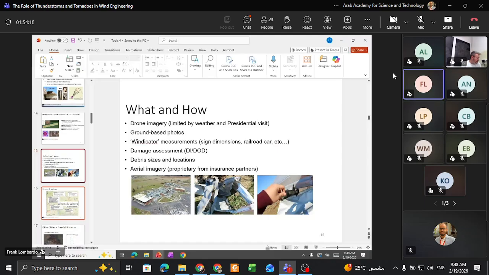Okay, so again, you go out and do all these things. You take the drone, you take your ground-based photos, you take measurements of things. All trying to get this information that I mentioned: the wind environment, loading, damage, and debris.